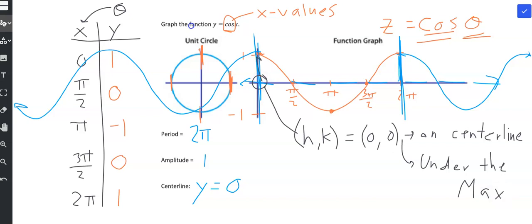So I use this to springboard up and find my first location at the top of that wave. That's my first point that I always graph on a cosine function. Then I use the period to slide all the way over to point number 2 at the top of the next hill, where it's going to start repeating the pattern over again.